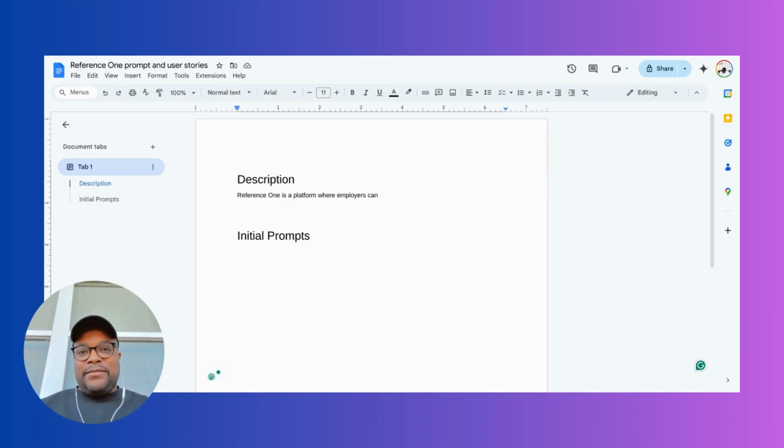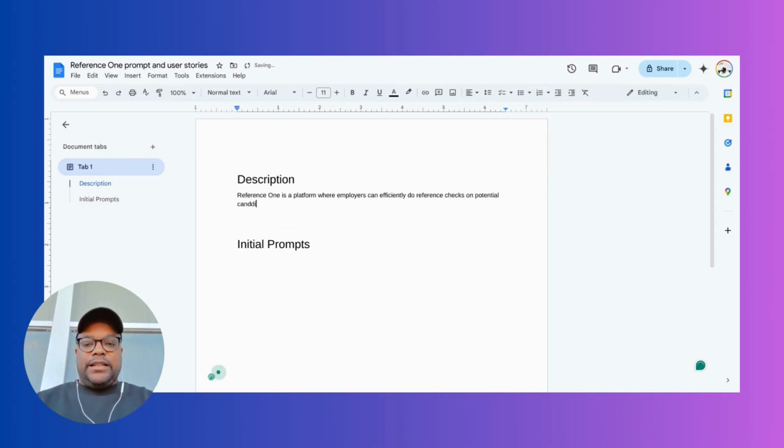But at the start, because we're using Bolt, we're going to simplify that quite a bit. So we'll say Reference One is a platform where employers can efficiently do reference checks on potential candidates.